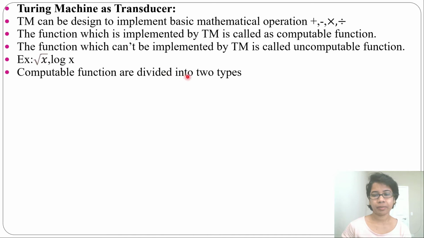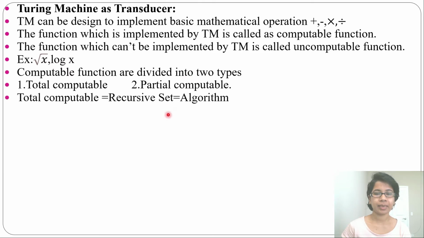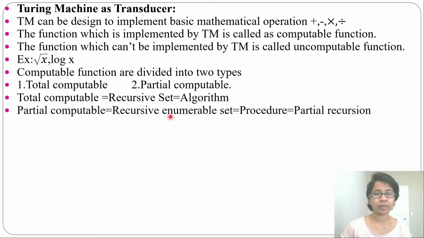Computable function can be divided into two types. One is total computable, another is partial computable. Total computable means it is a recursive set and for which some algorithm exists. That is total computable. Next, partial computable. Partial computable means recursive enumerable set for which some procedure is available and you can do partial recursion. Just remember, total computable means recursive set, partial computable means recursive enumerable set.